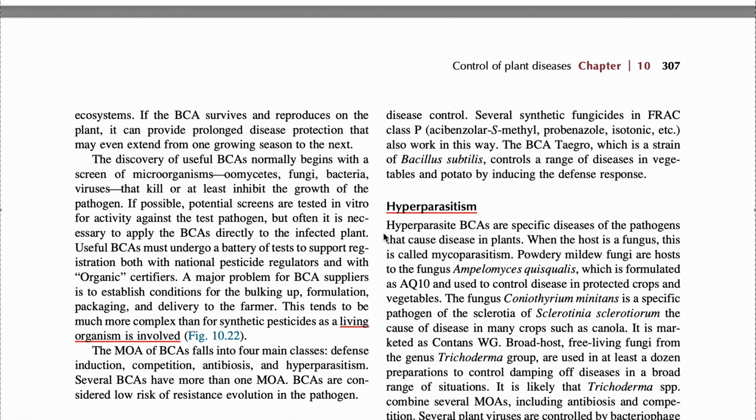Hyperparasitism. Hyperparasite BCAs are specific diseases of the pathogens that cause disease in plants. When the host is a fungus, this is called mycoparasitism. Powdery mildew fungi are host to the fungus Ampelomyces quisqualis. So this is one example that everyone should remember. What is the hyperparasite used as a biocontrol agent against powdery mildew? That is Ampelomyces quisqualis, which is formulated as AQ10 and used to control disease in protected crops and vegetables.